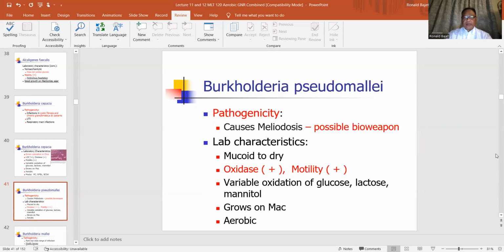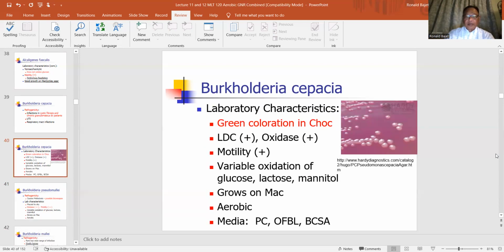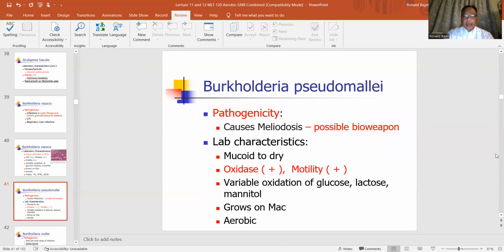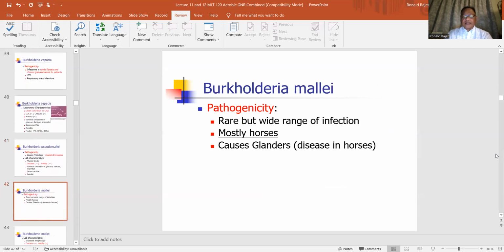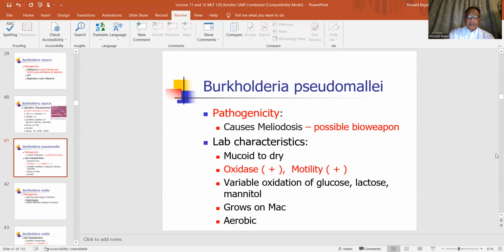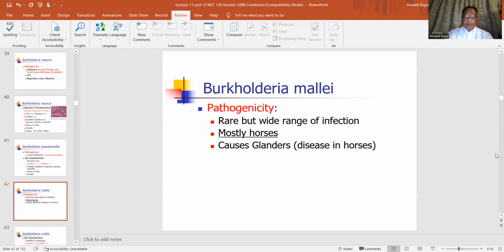Pathogenicity. The next organism is Burkholderia pseudomallei. The first one is cepacia; the next one is pseudomallei. Pseudomallei is a possible bioterrorist weapon. It's oxidase positive, motility positive. I'm going to talk about pseudomallei more later on, and then Burkholderia mallei. Okay, there's pseudomallei and mallei.